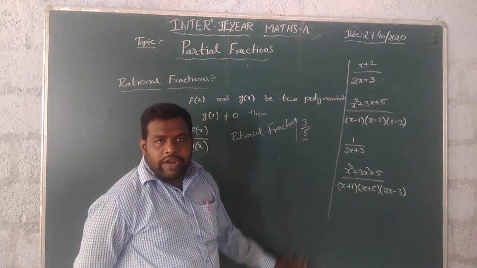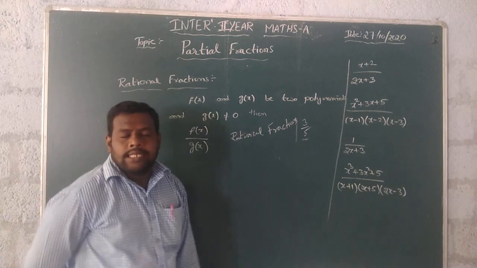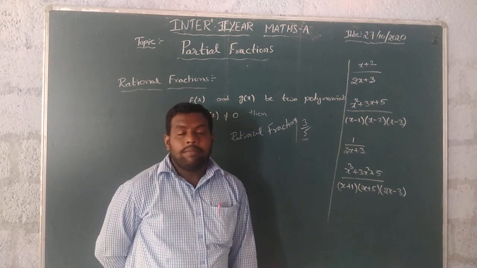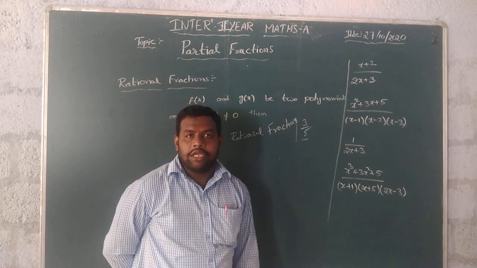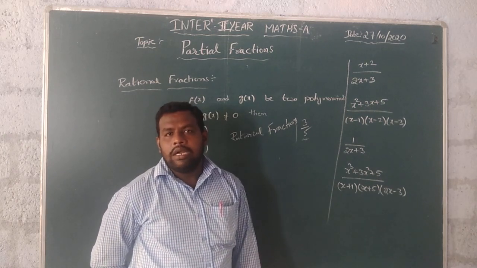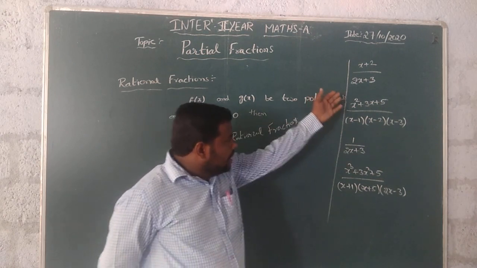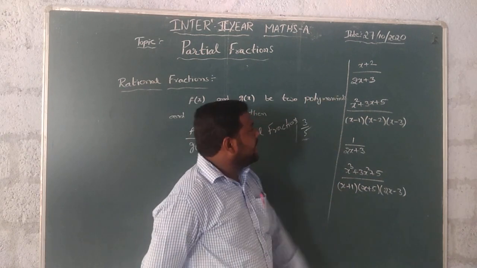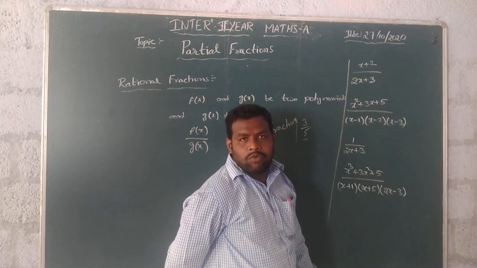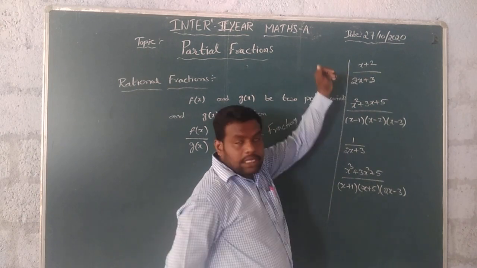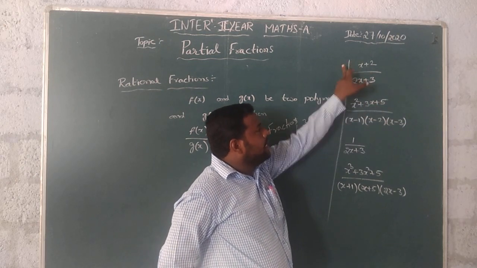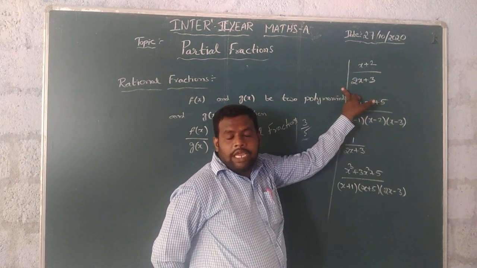Okay, rational fractions. In the lower classes, we know the degree of a function. What is the meaning of degree of the function? Degree means the highest power of x. In these 4 examples, in the first example, what is the degree of numerator? 1. The denominator degree is also 1. So in this example, numerator and denominator both have the same degree.